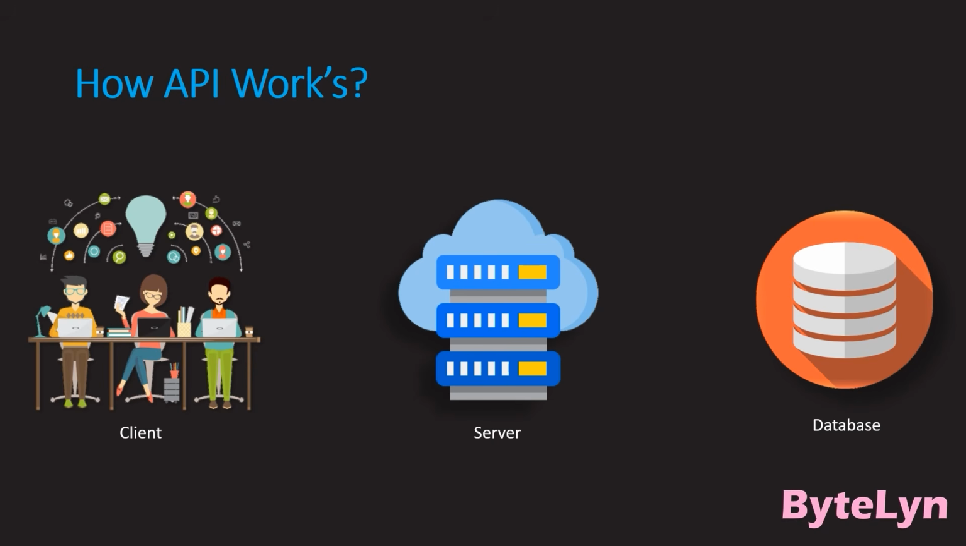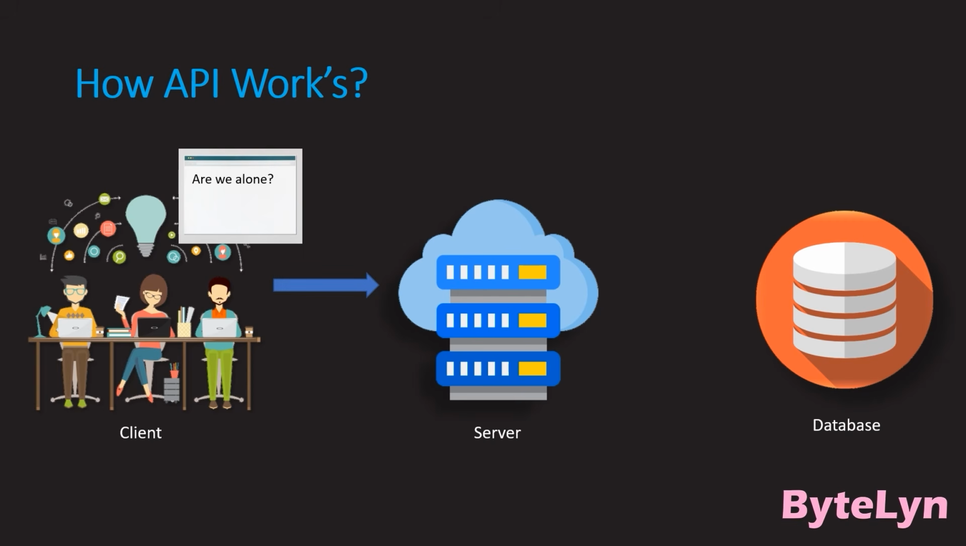So here the client represents a user. The user is going to search something on the internet. You can search anything, like RVAlone, or you can Google anything. So when you search something on the internet, that request will go to the server. Then the server will process the request and send a request to the database to get the data.